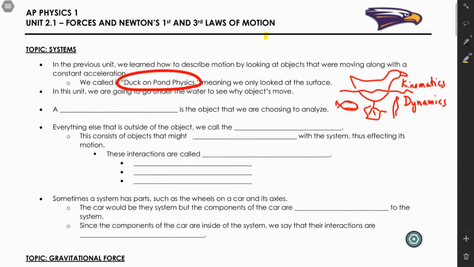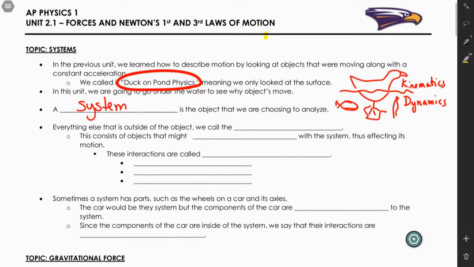So in this unit we're going to go under the water to see why objects move. Before we were talking about how they move. There are descriptors. Now we're going to talk about why. But before we do that, we do need to establish something that we call a system. So a system is simply the object that we're going to choose to analyze.